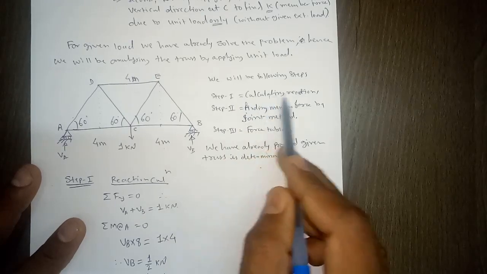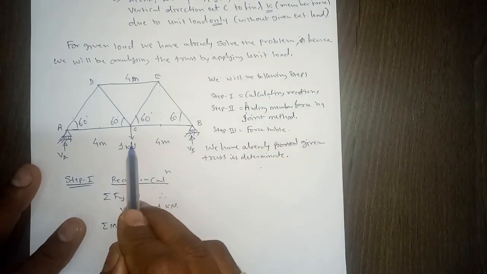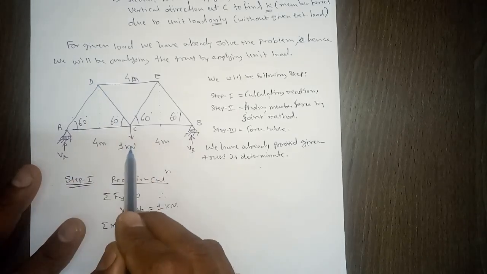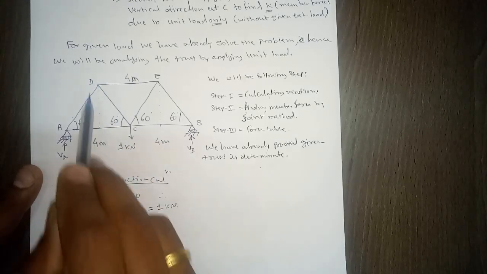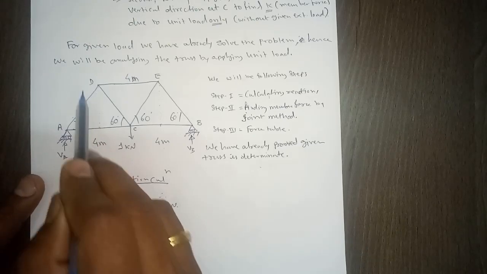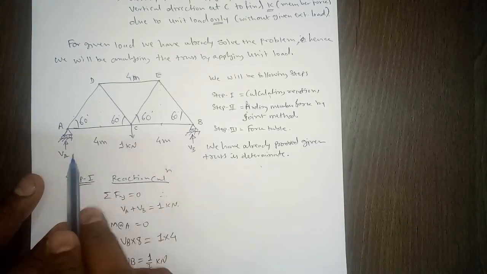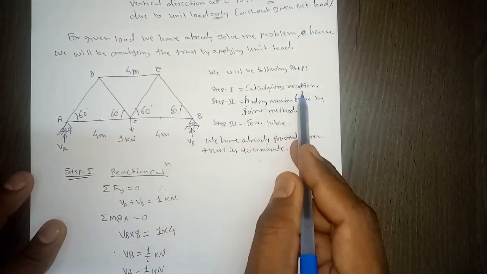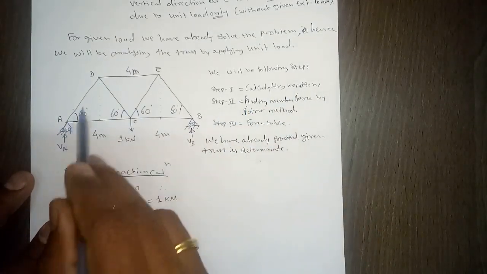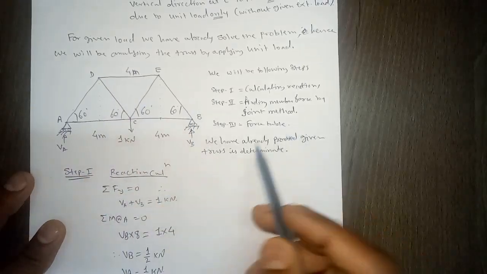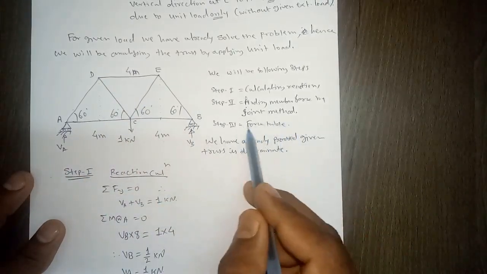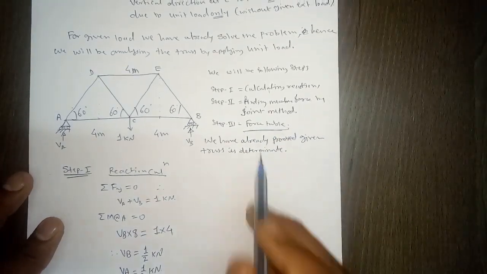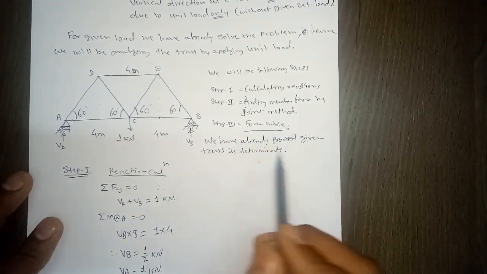But from the second step, which will be the first step here, that is calculating reactions. Definitely the load has changed. Initially it was 100 kilonewton, now it is 1 kilonewton at C. Initially it was at point D. So definitely these reactions will change, right? Therefore first we need to calculate the reactions, then second step we calculate member forces, and third step is the force table. This force table will be different. What we saw will change. I'll tell what the change in that force table will be.